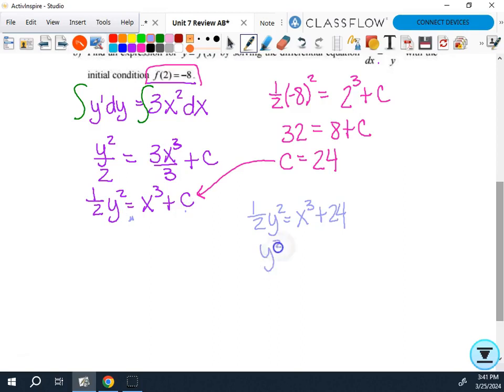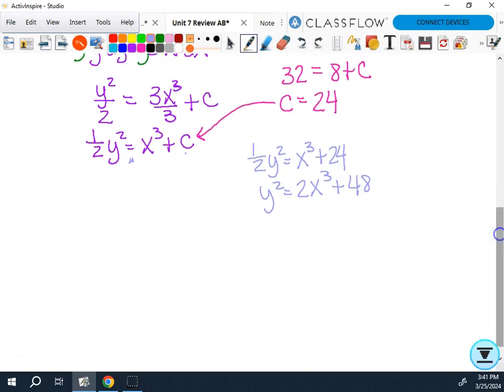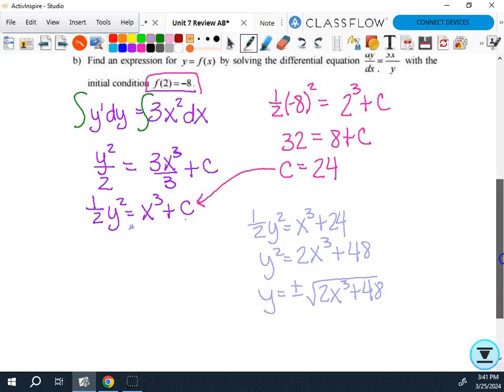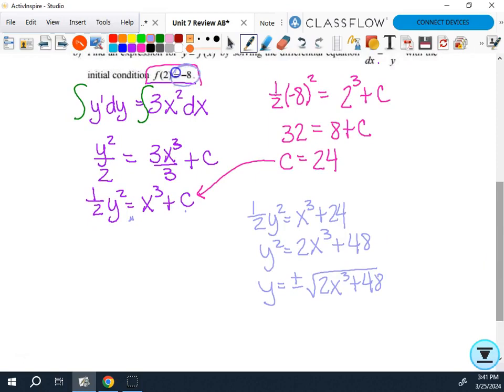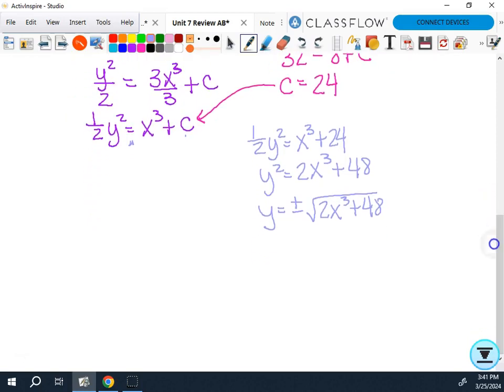So this gives me y squared equals 2x cubed plus 48. And then again, I'm solving for y, so I take the square root of both sides. So y equals plus or minus the square root of 2x cubed plus 48. And then I have to decide if it's plus or if it's minus, because it can't be both. And because we had a negative y value, that means when we take the square root, we need to make that negative. So my answer is actually y equals negative square root of 2x cubed plus 48.